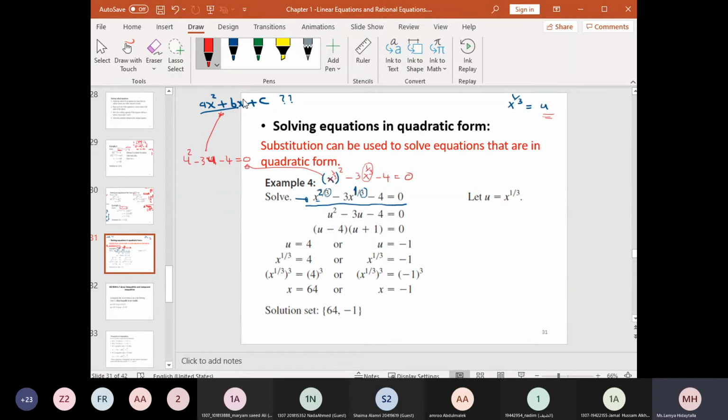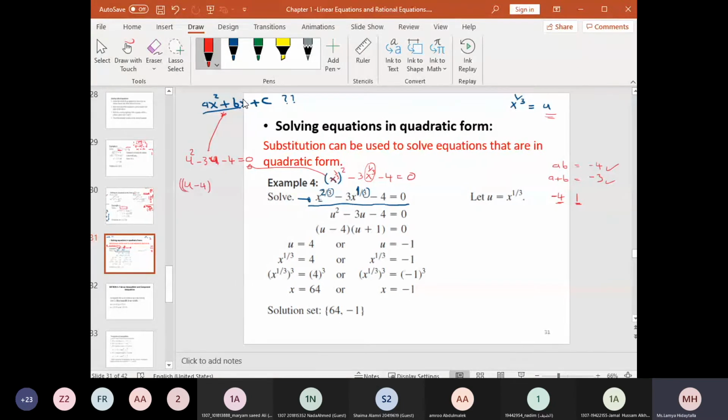Their multiplication is -4, the whole multiplication of A in B is equal to -4, and their addition is -3. That is A plus B is equal to -3. So what are these numbers? It is -4 and 1, correct? -4 times 1 is -4, and -4 plus 1 is -3. So easily I can factorize this to be (u - 4) times (u + 1). This is equal to 0.